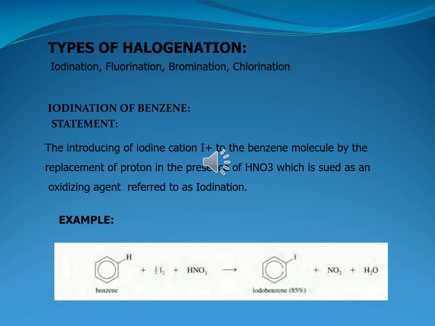In the example you can see over here, the benzene molecule is treated with an iodine molecule in which iodine plus behaves as an electrophile in the presence of nitric acid, which is used as an oxidizing agent, and we get the final substituted benzene molecule, that is iodobenzene, with the formation of byproducts, that is nitrogen oxide and water.